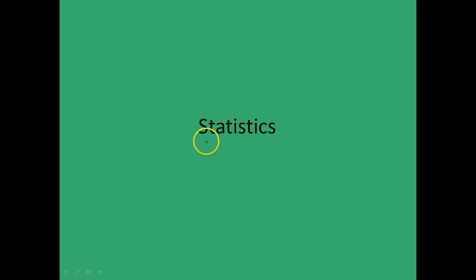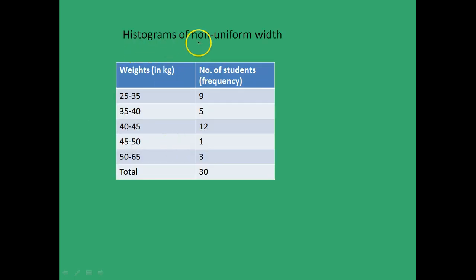Hi, this is a continuation of our lecture on statistics. Last time we looked at presentation of data and we looked at two types of graphical representation of data. We'll continue with our discussion of histograms, and this time we'll look at histograms of non-uniform width.